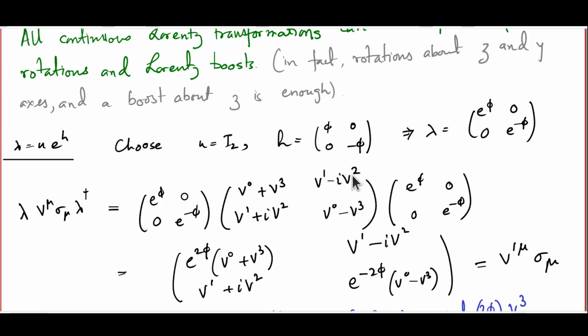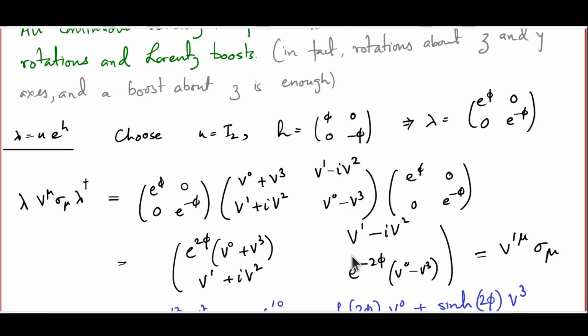These elements, being in the first row, second column and second row, first column, get e to the phi from one of the two multiplications and e to the minus phi from the other one. So they don't change at all. This is the same as v prime mu sigma mu. So you can immediately read off the v prime components.